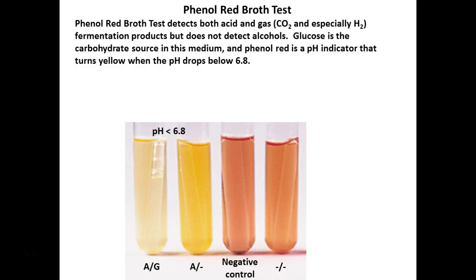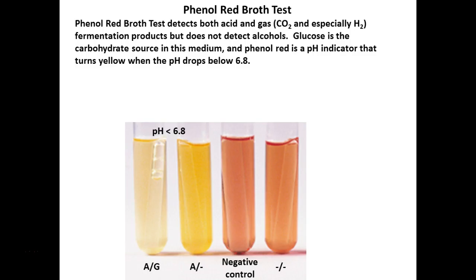What's another product we can actually detect in this test because it has this little tube in there that a lot of people neglected to draw on their diagrams? Gas, right? It gets trapped in the little Durham tube and displaces the media, and we see bubbles. It could be hydrogen or carbon dioxide gas or a combination of both. We don't know. It depends on the organism, even on the pH at the time that the organism is growing, which of course changes.